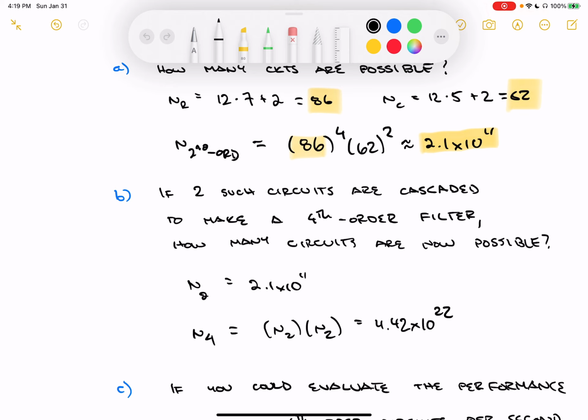So if you're going to just grab a circuit, put it into the program, evaluate it, and then see how well it does and keep doing that, what kind of success do you think you're going to have in being able to find a good solution? Remember, the total number is 4.42 times 10 to the 22.